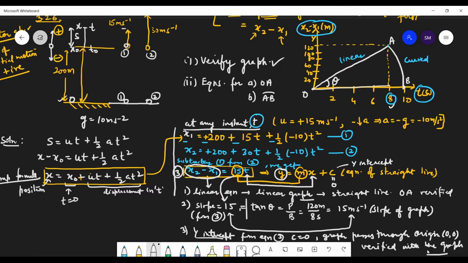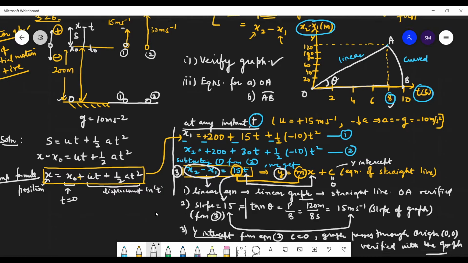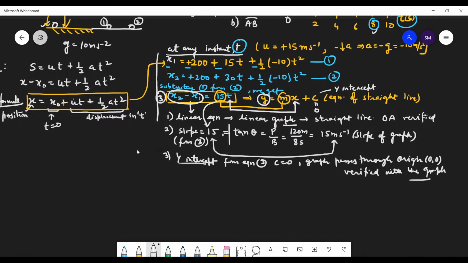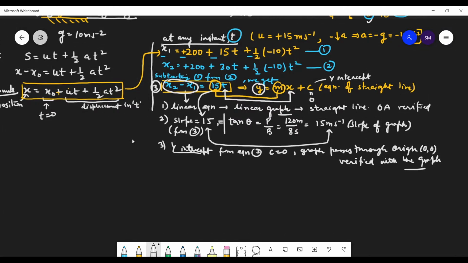So you can clearly see that all these things are verified from the graph up to OA. Then why this graph changes, that we still have to find out. Is this clear to everyone? Yes, friends, tell me, is this clear? Yes, sir. Okay.